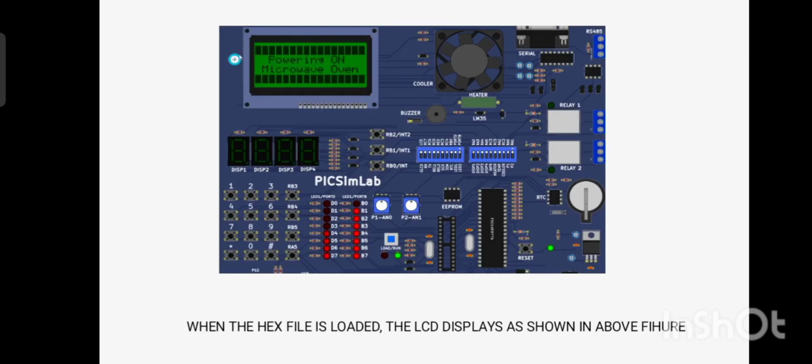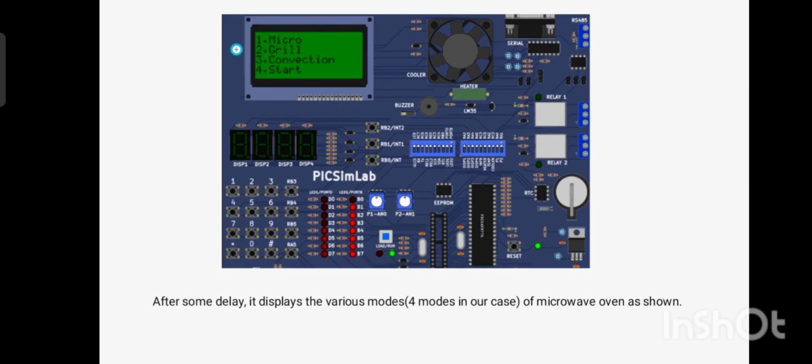Whenever the file is loaded into PiximLab, the first thing the LCD displays is powering on microwave oven, as shown in the above figure. With some delay, it displays the modes we use in our project: micro, grill, convection, and start. Using the matrix keypad, as shown in the figure, we can select the different modes by pressing the keys 1, 2, 3, and 4.